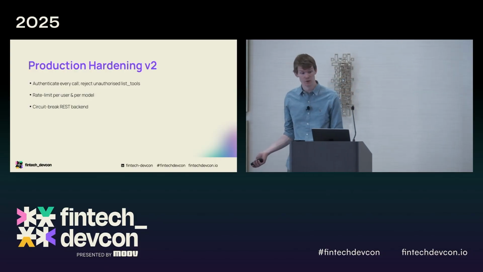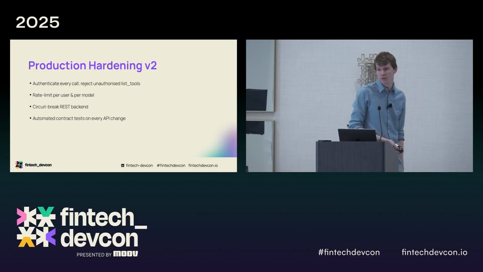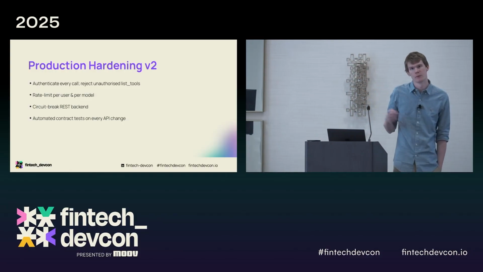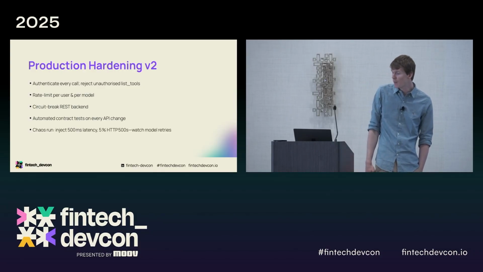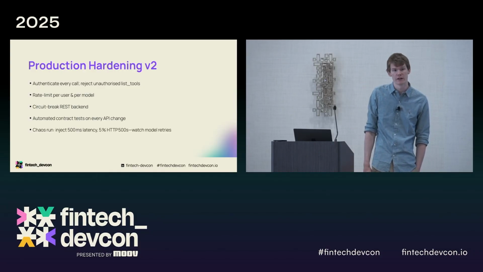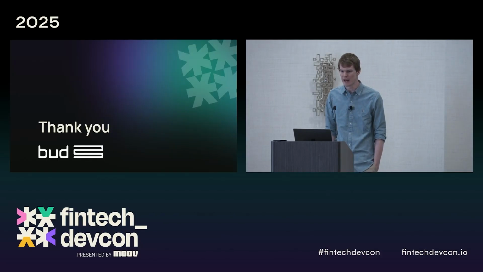Circuit breaking on what you're doing behind. Have your automated contract testing for all your API changes, to make sure that someone isn't changing the API behind and you're not updating your MCP server. And then try and do a bit of chaos engineering as well. Again, it's an API gateway, but it doesn't necessarily have all of the stuff that a mature API gateway might have. And that's that.